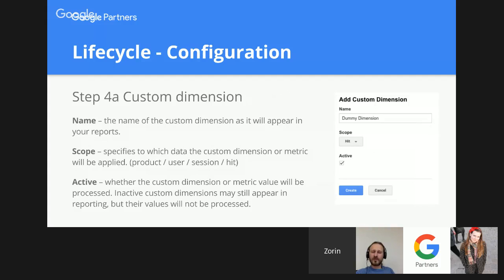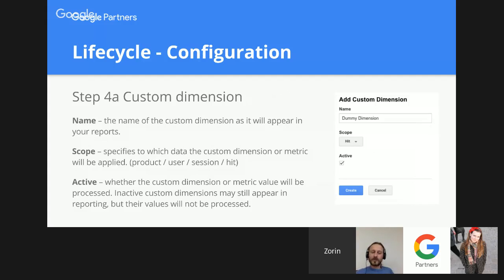Now, the scope is probably the most difficult part to understand in Google Analytics, because it specifies how this data is going to be applied to all of the standard stuff that you already have in Google Analytics.